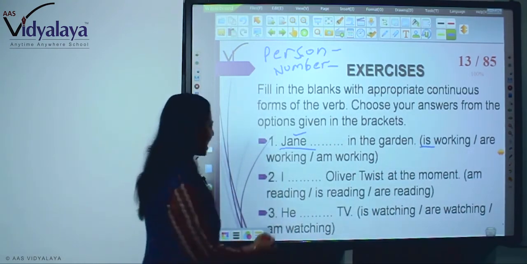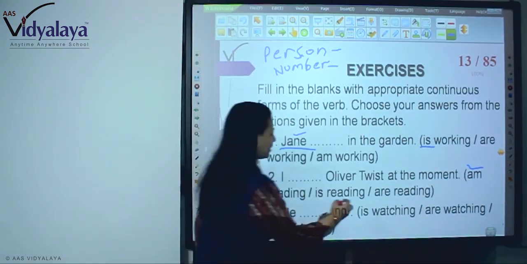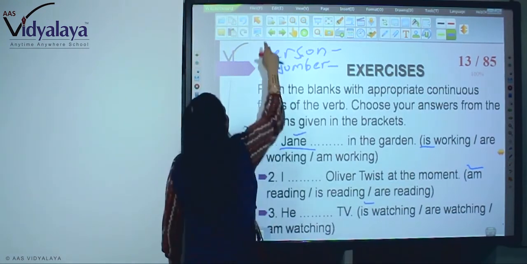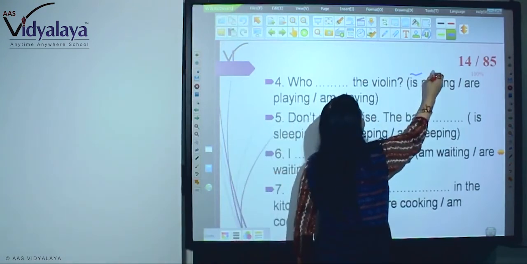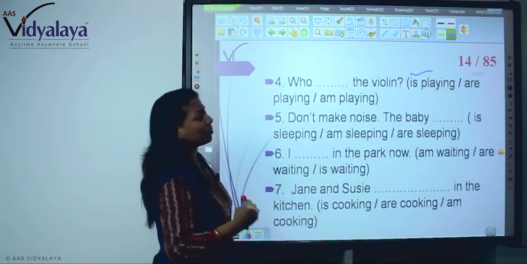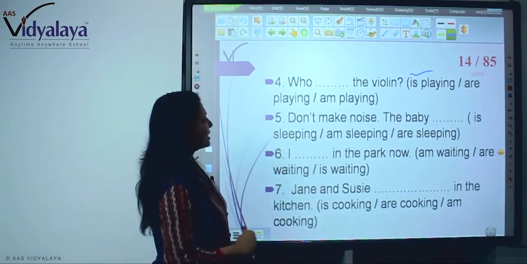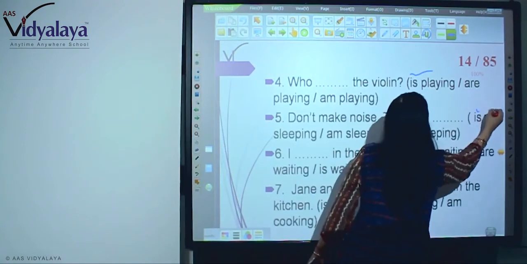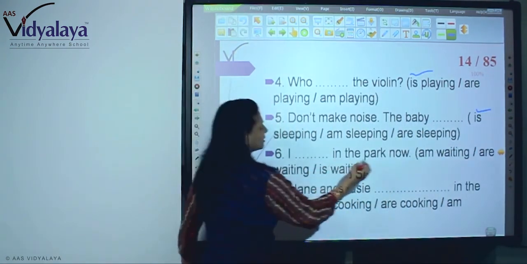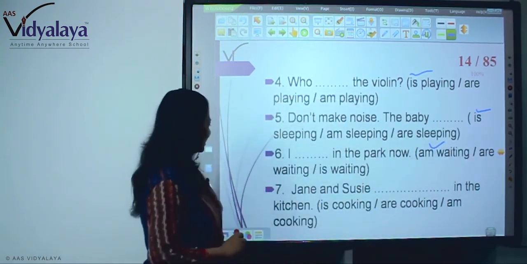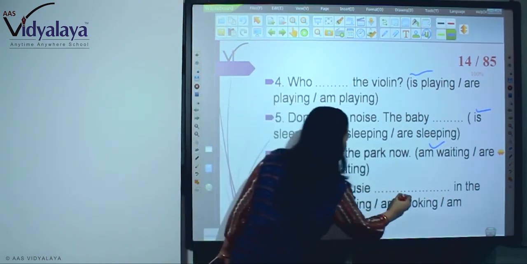I, Oliver Twist, am reading, because with I it is always am. He, singular, so is watching. Who is singular, so is playing. Now, who, you can consider as singular, you can consider as plural also. Don't make noise, the baby is singular, so is. Now, I in the park now, with I it is always am. I am waiting. Jane and Susie, these are 2 people, so are cooking.